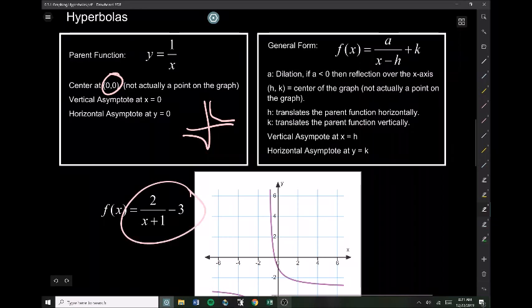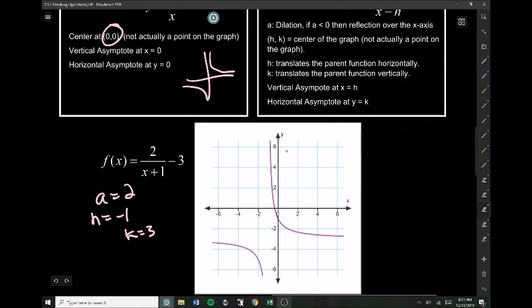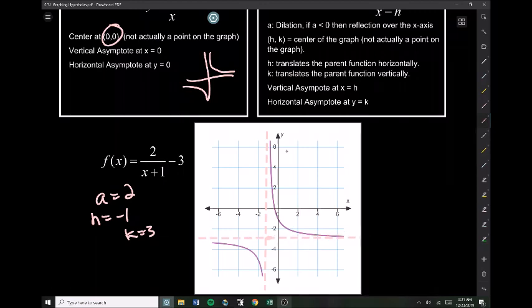So for this example here, our a value is 2, our h value is negative 1, and our k value is negative 3. That means the center of this graph is going to be at negative 1, negative 3. Here's the center. There's going to be a vertical asymptote at x equals negative 1, and a horizontal asymptote at y equals negative 3. And that's the graph. So this one's already graphed for us.